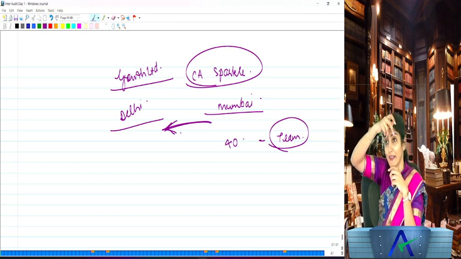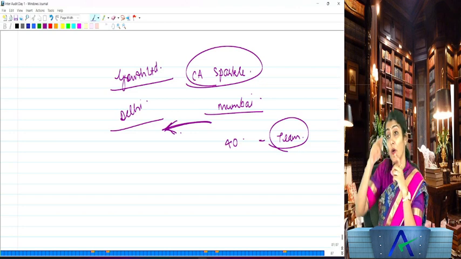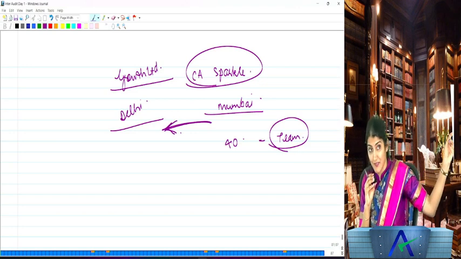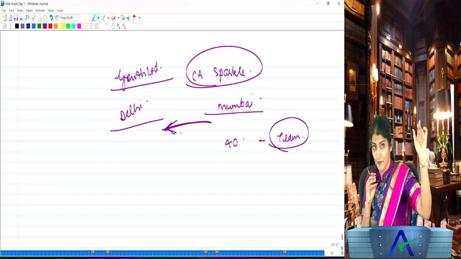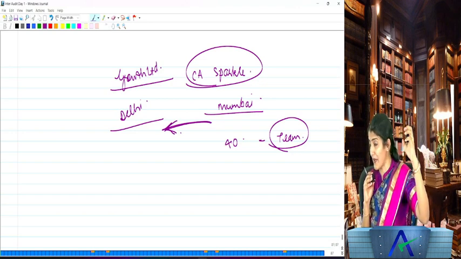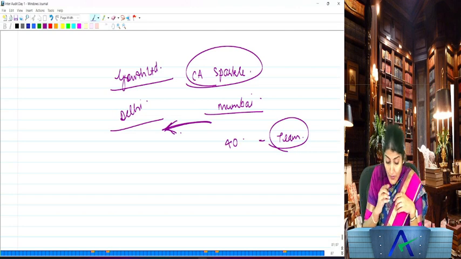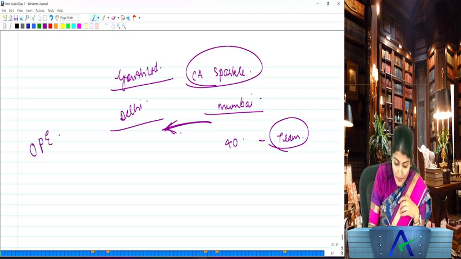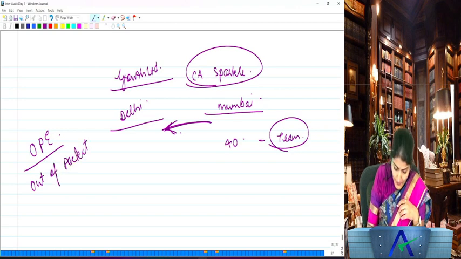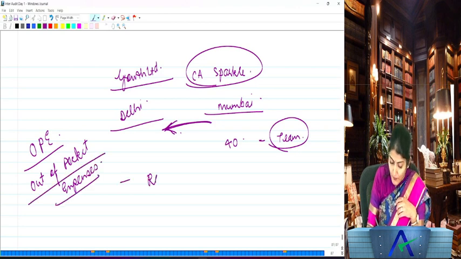Food will have to be taken care of. Say you stay over there for 20 days, so your food has to be taken care of. Then you are staying in a hotel, and from that hotel every day you need to go to the client place. So even the local conveyance is required to be taken care of, right? So what I'm talking about is the OPE. What is OPE? The out-of-pocket expenses. These are also to be reimbursed by the client, right? Reimbursement of the expenses.